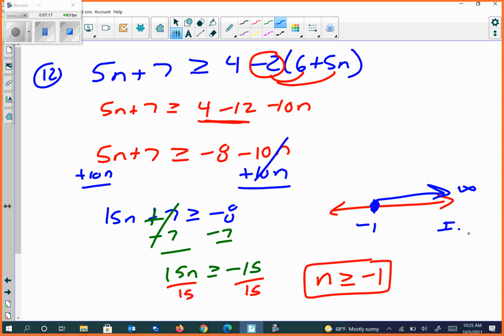So my interval notation is going to be negative 1 to infinity. Infinity always has a soft bracket. What kind of brackets on the negative 1? Hard. Why is that? Equal sign. Good. Here's your answer.